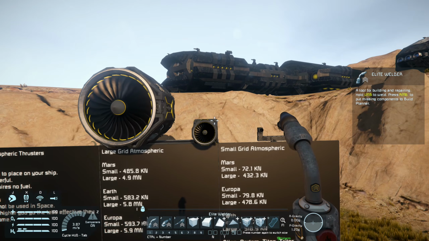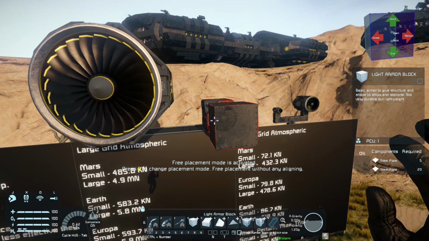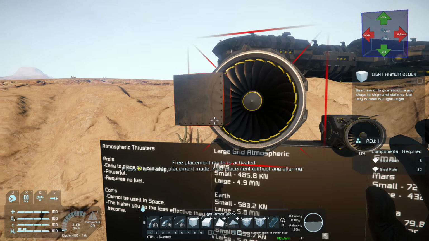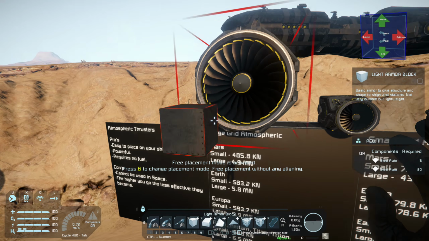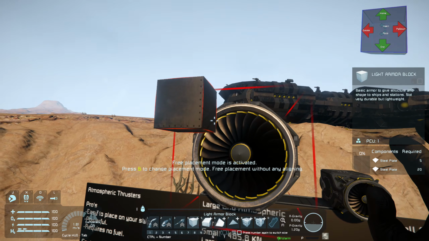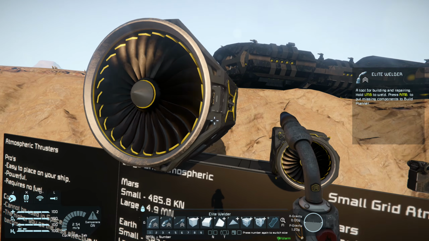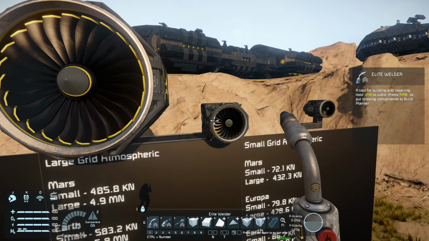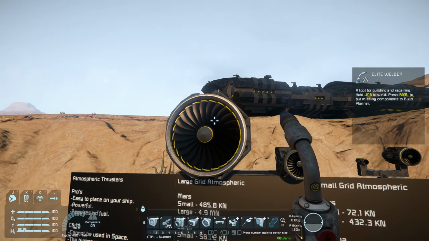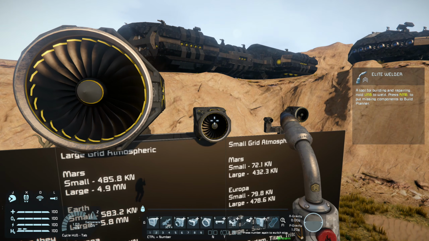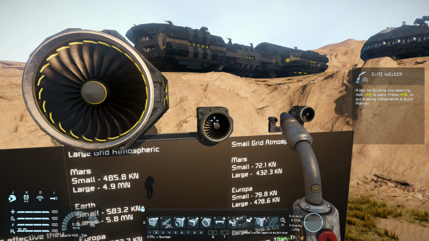Now, with atmospheric thrusters, they are a little bit different to hydrogen thrusters in this respect. So if we are to do the same thing and we are to replace one of these large atmospheric thrusters with, say, 9 small atmospheric thrusters, then you would not get the same amount of thrust. You would actually get less. And then on top of that, you would actually use more power for the privilege. So if I was to replace this one large thruster with 9 small ones, I would, number one, use more power, and number two, I would get less thrust.